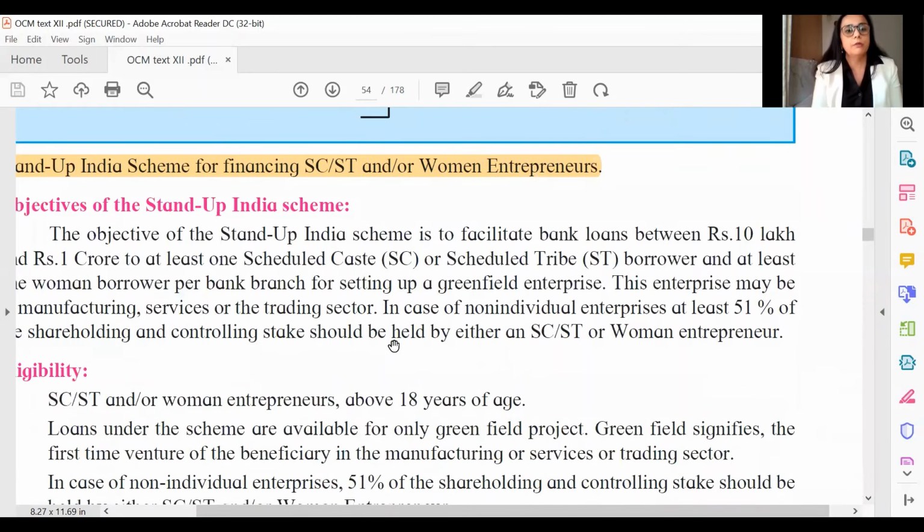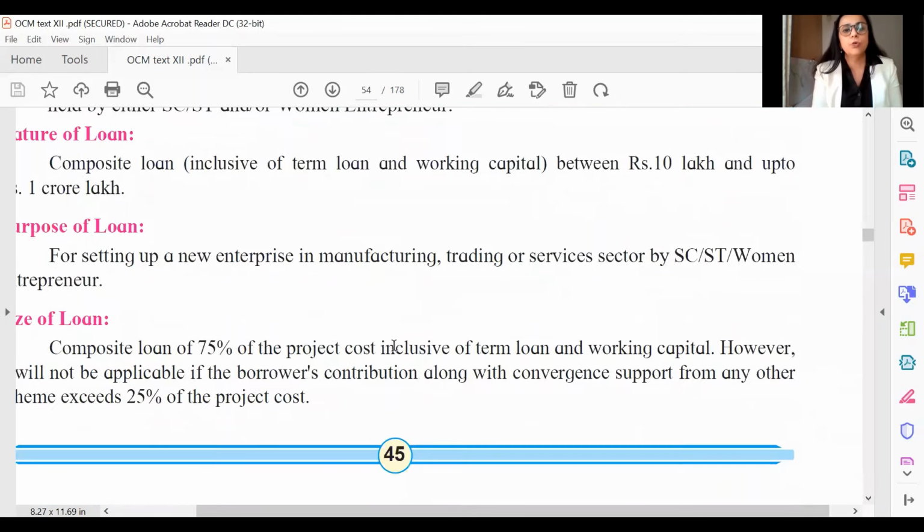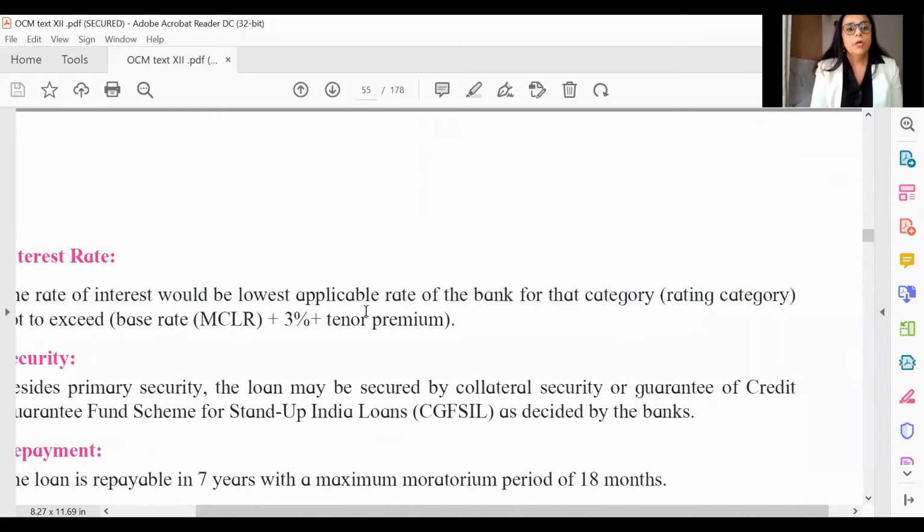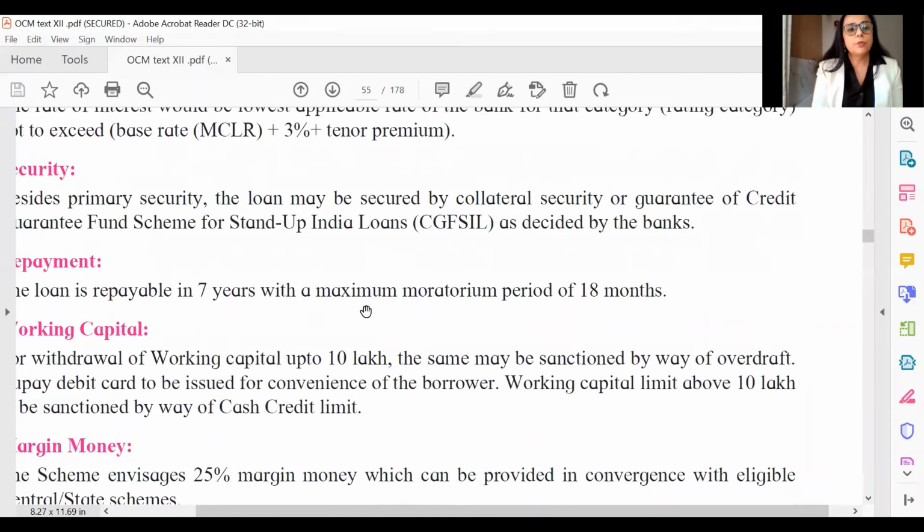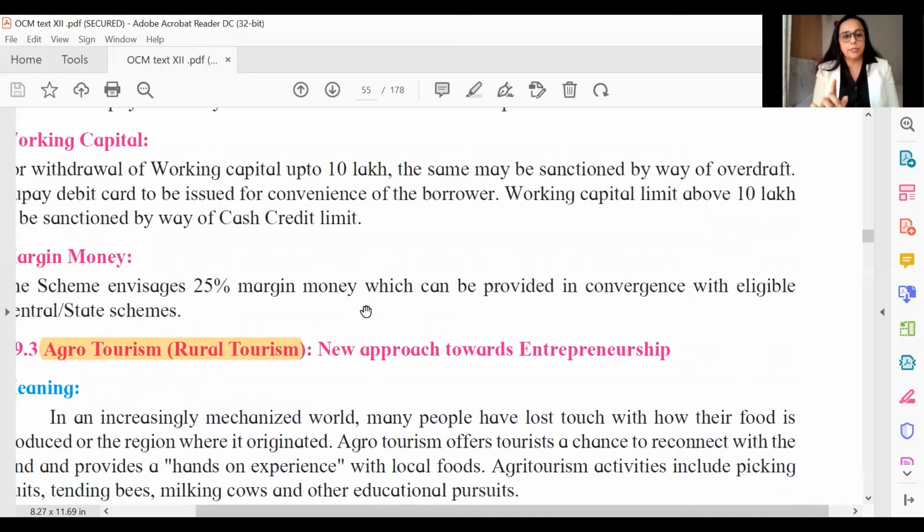So something which is highlighted and important for you to know. You see the very purpose of the loan, it's to set up a new enterprise. Either it could be a manufacturing unit, trading, anything which helps the entrepreneurship in a big way. So this is how we have the possible questions on Stand Up India.